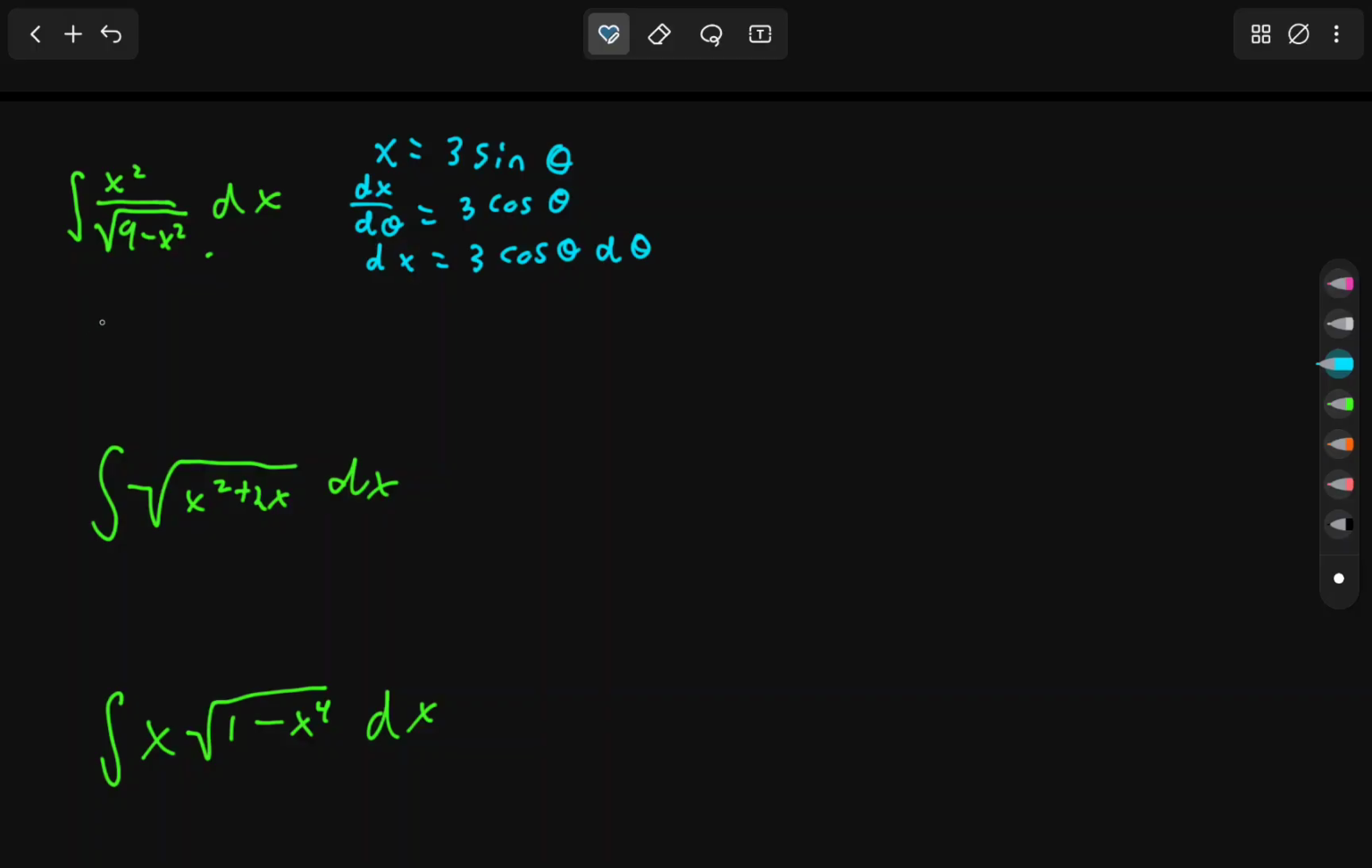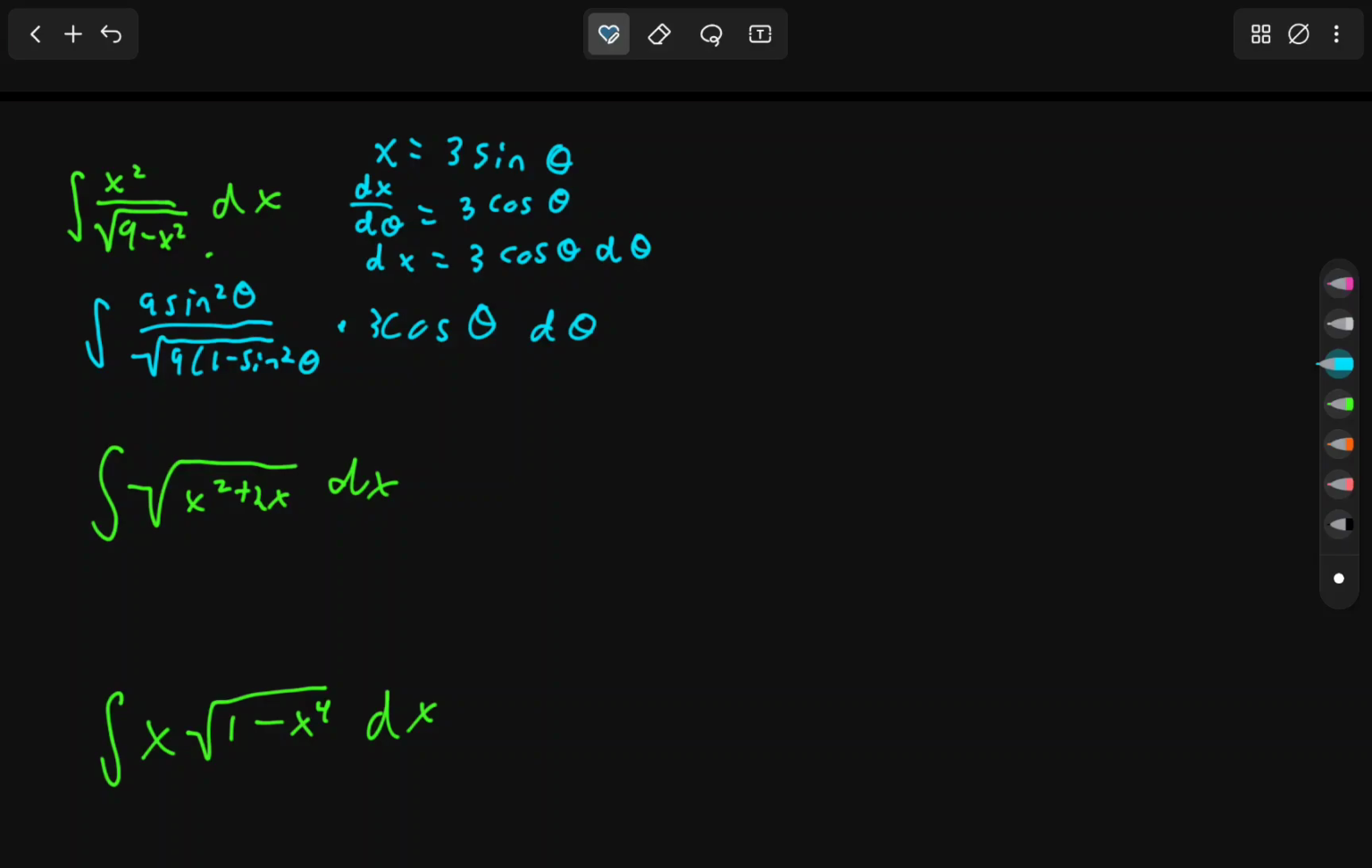This is where we substitute in. So we put 3 sine theta in for x. So that gives us a 9 sine squared of theta. Then down in the denominator, we're going to factor out a 9. So we get 9 times 1 minus sine squared of theta. And then this is being multiplied by 3 cosine of theta, d theta.